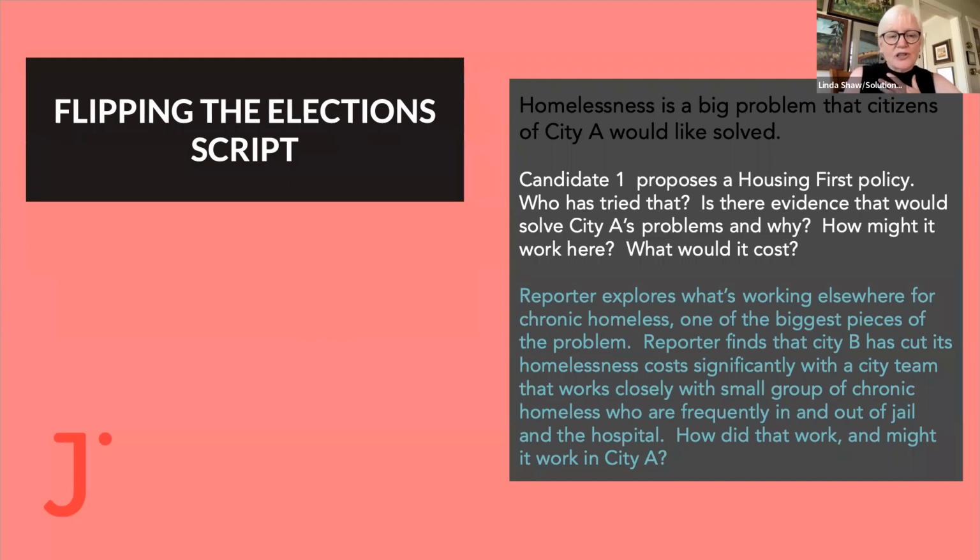So we always talk about solutions journalism as sort of flipping the script in terms of how you approach a story. And this is one example of how you might do that. For example, a candidate might propose a housing first policy. And here are some of the questions you could ask to approach that from a solutions angle. First of all, it can help you vet candidates' proposals, asking these questions. Who's tried it? Is there evidence it's a good idea? Is there evidence that you're making progress? Could it work here? And what would it cost? All those questions to examine what candidates are proposing.